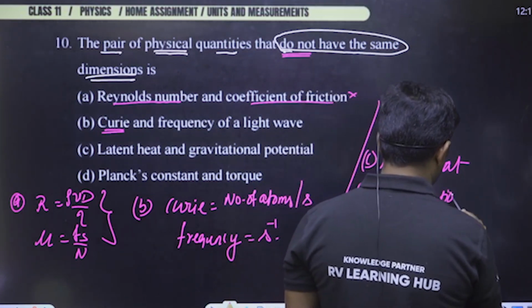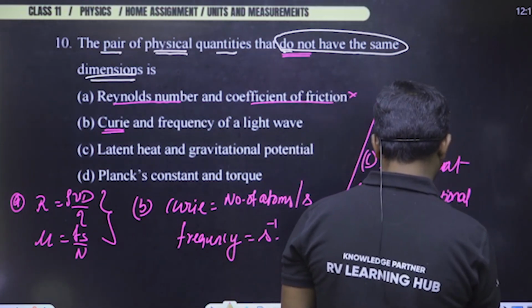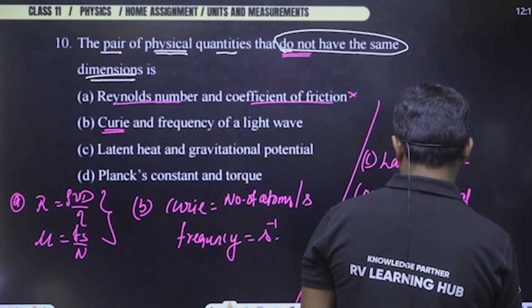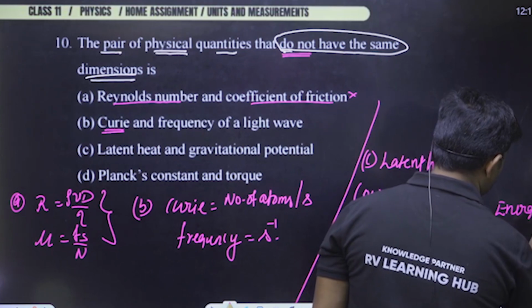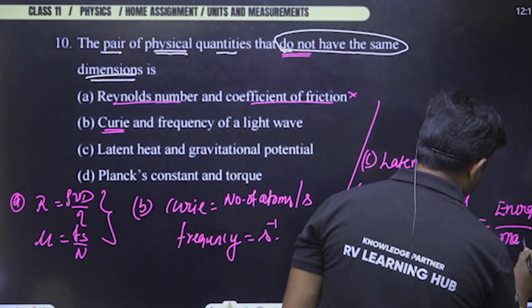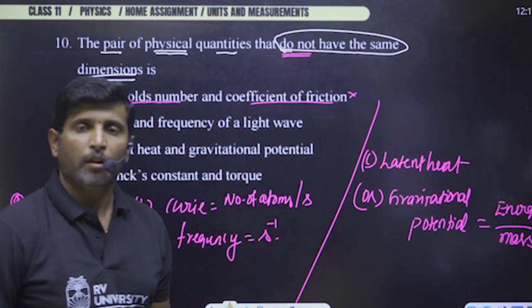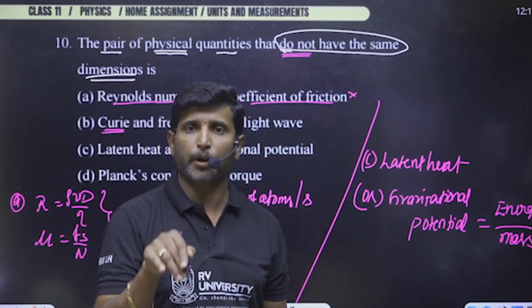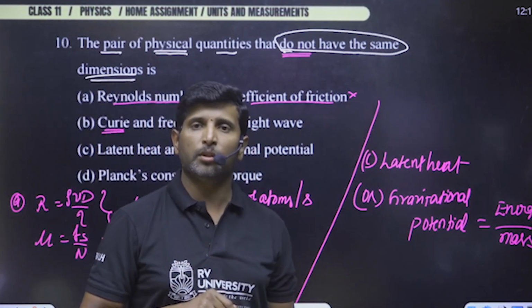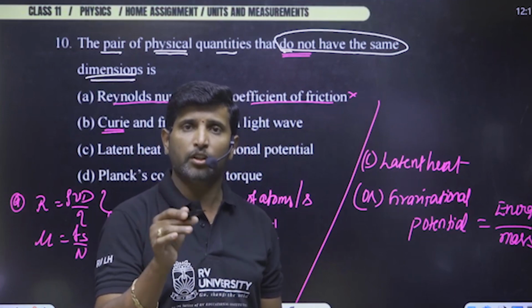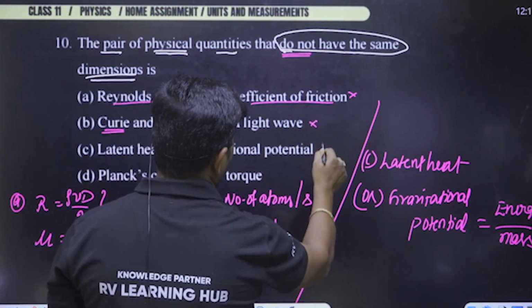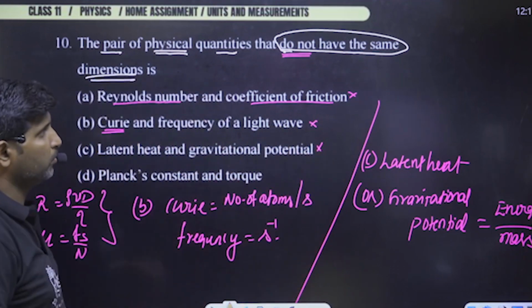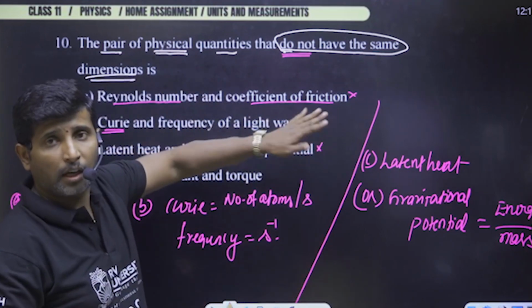And whenever we go with C here, latent heat or gravitational potential, which we can write as energy by mass. Latent heat is nothing but heat energy per unit mass. Gravitational potential is nothing but gravitational potential energy per unit mass. Therefore these three do not have different dimensions, so they are not the correct answer.